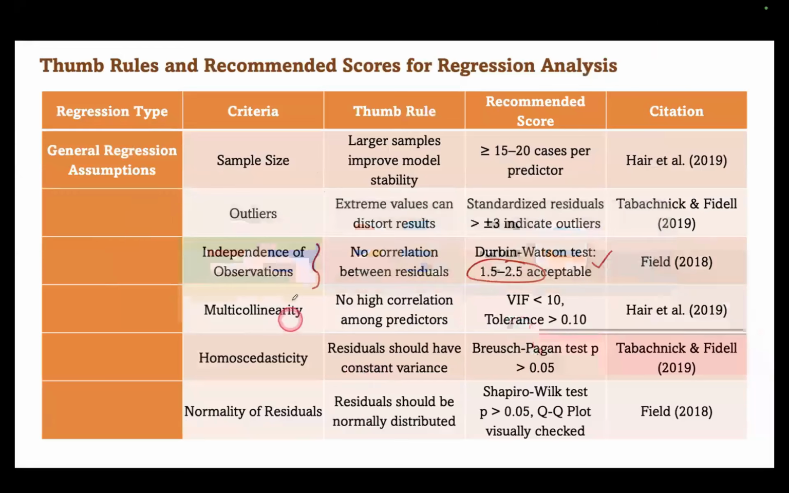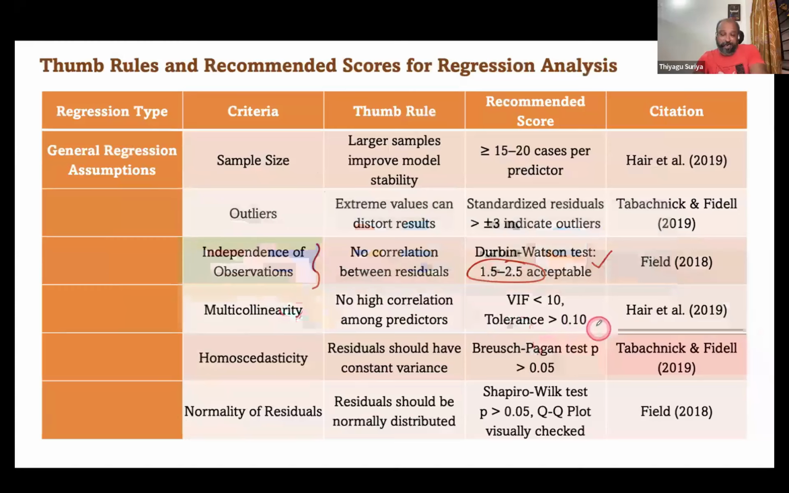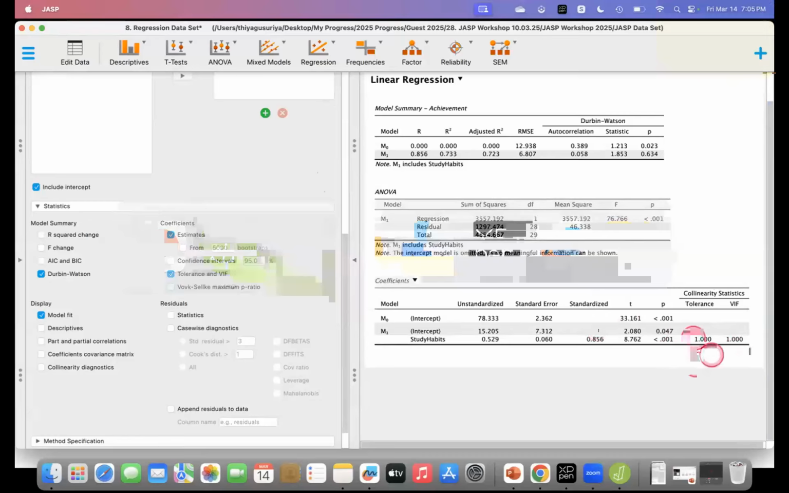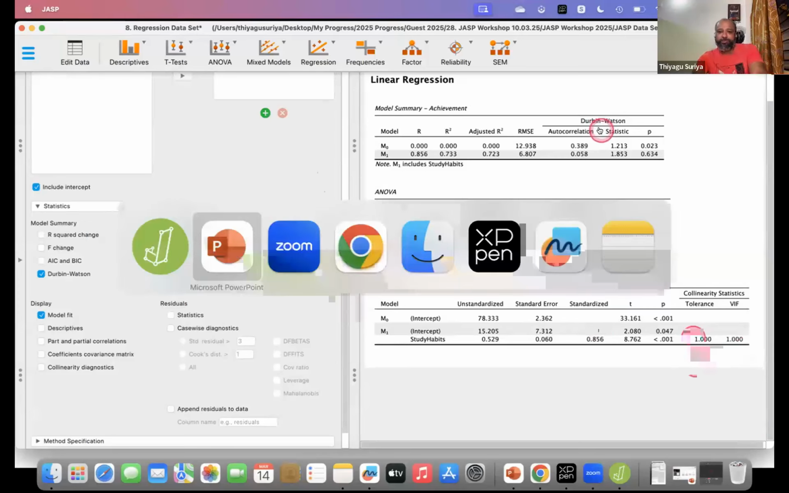You can see that this says more than 0.10. Yes, you are correct. Sorry, it is 1, therefore more than 0.10. That's also satisfied. Sorry for this. The VIF needs to be only less than 10, but in the case of tolerance, it needs to be greater than 0.10. Both are satisfied, and Durbin-Watson is also satisfied. Therefore, we have two assumptions satisfied.